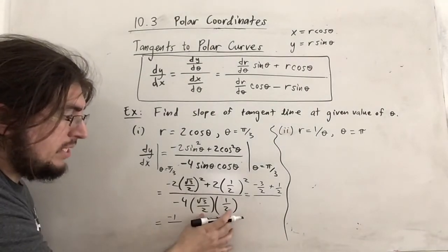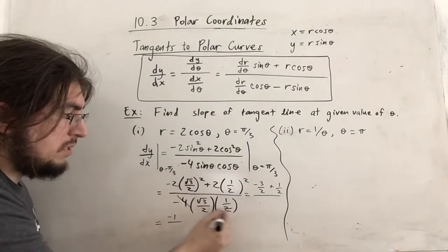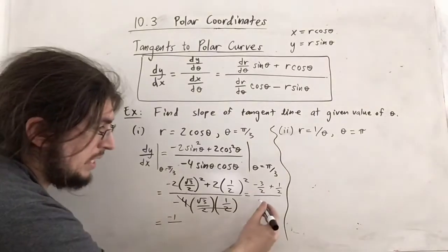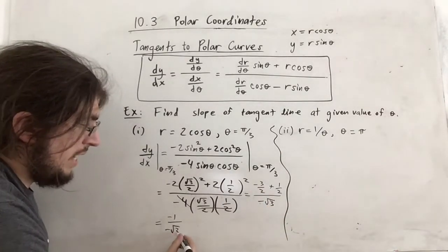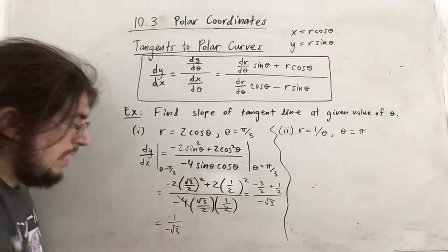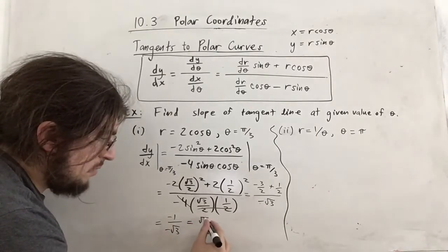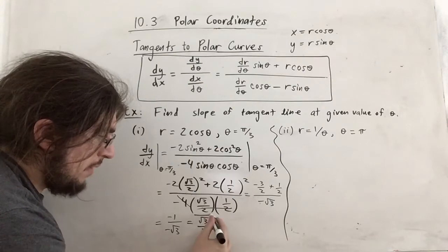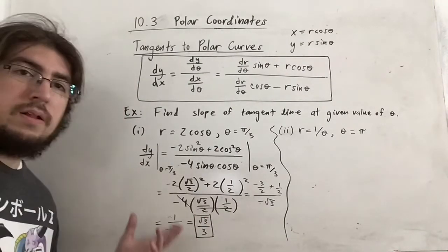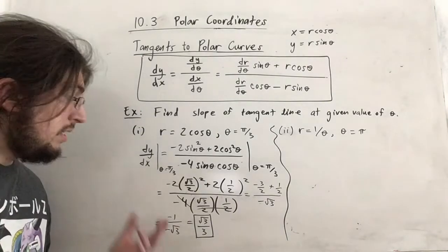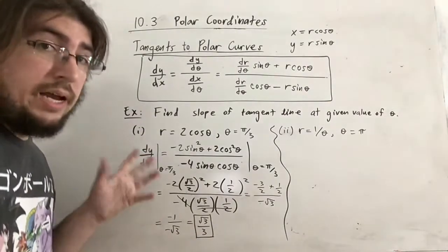On the bottom here, this is all over 4, so this 4 cancels these two, and we just get negative radical 3. So negative 1 over negative radical 3. And of course you can write this as radical 3 over 3 by rationalizing. And it is positive again just because, well, negative over negative is positive. So that was it for the first one, so that's kind of nice.